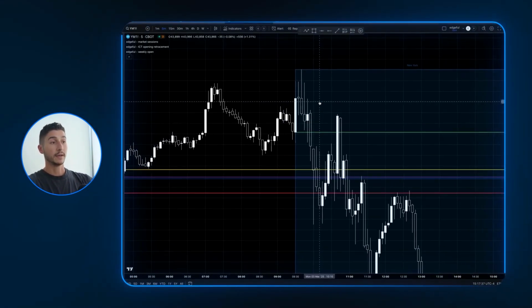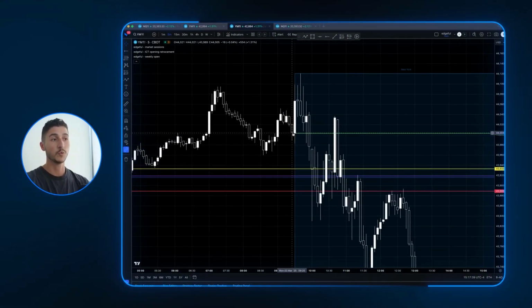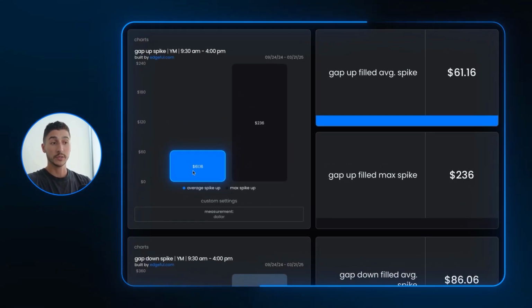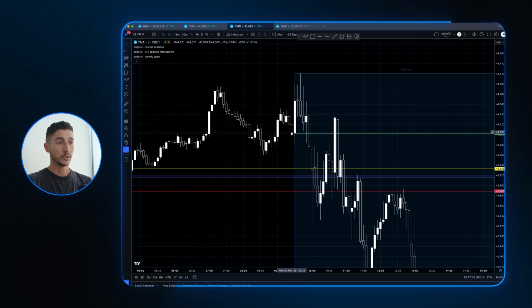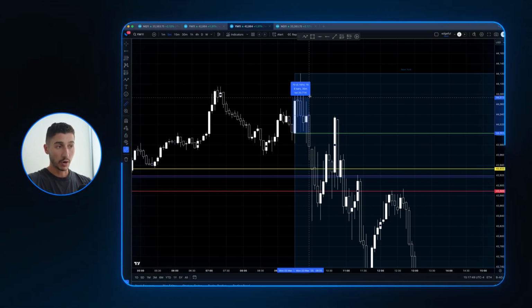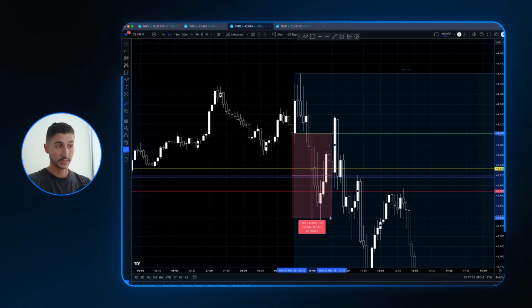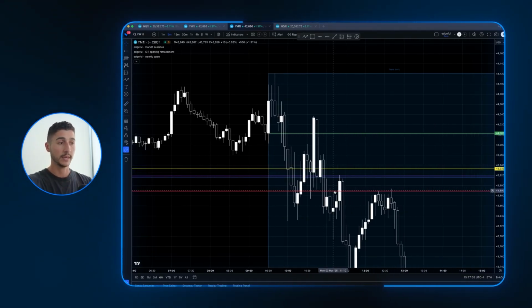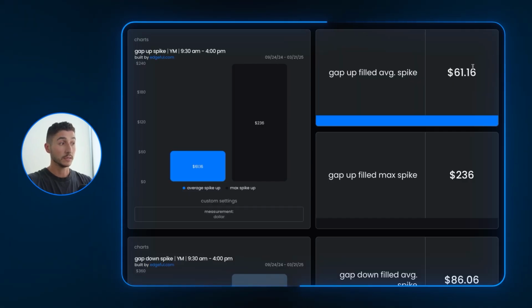The way to think about this spike is, if you were to enter right at the open, this is the drawdown that you have to expect if you were short. So in this case, if you entered short right at the open, the average drawdown that you're going to be in before price comes down to fill the gap, or touch this red line specifically, is going to be 61 points on the YM.